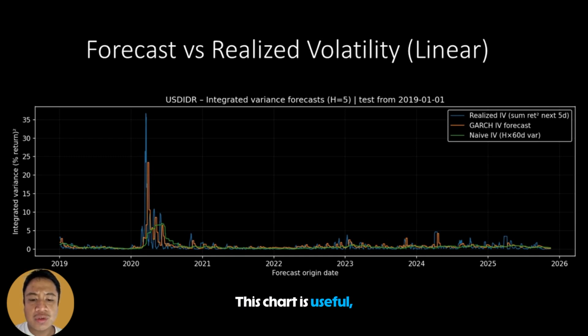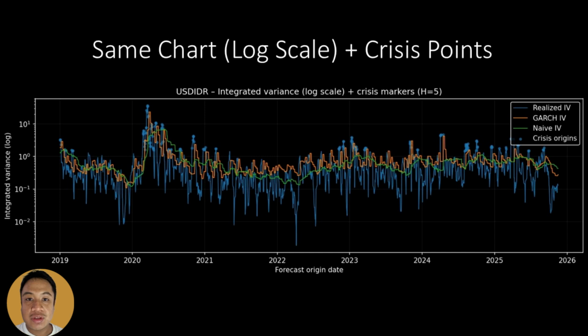This chart is useful, but it hides a lot because most days volatility is small. And the crisis is massive, so we switch to log scale. Now we can see structure across calm and crisis in the same view. Those dots mark the crisis origins. I defined crisis as the top 10% of realized integrated variance.